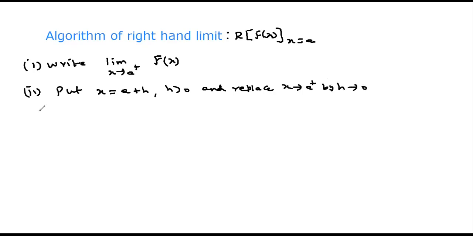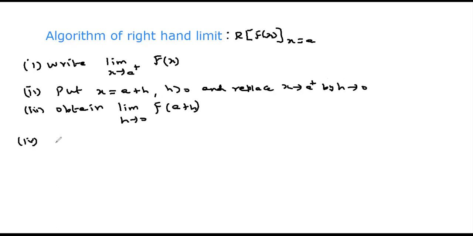Okay, third step: obtain limit h tends to 0 of f of a plus h. Instead of x, we have to apply a plus h and find it.